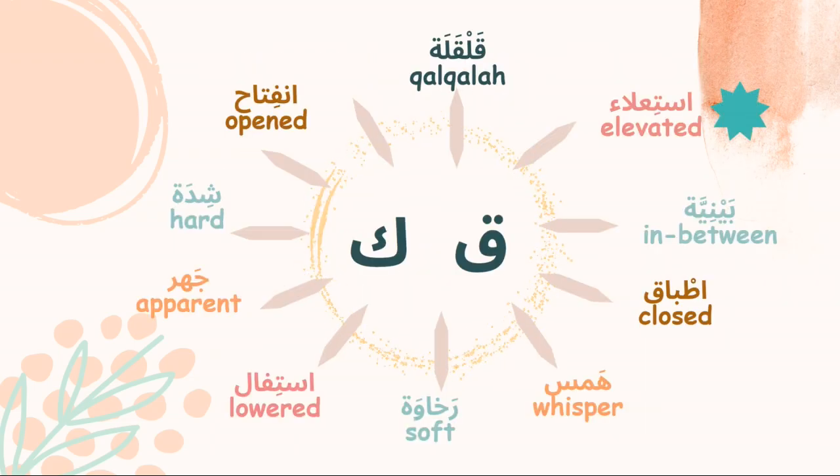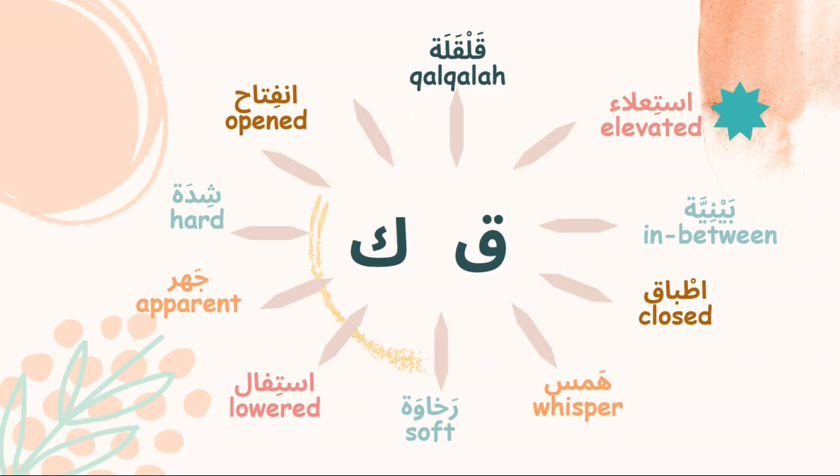Now, let us do this exercise. These are characteristics of the letters. Remember the angles that we looked at in our earlier lessons? Let's do this exercise now, and let's start from this sign here. And the first character is isti'la, elevated. Now let's examine the qaf and the kaf. I know that you all know, okay, but we want to do it practically.